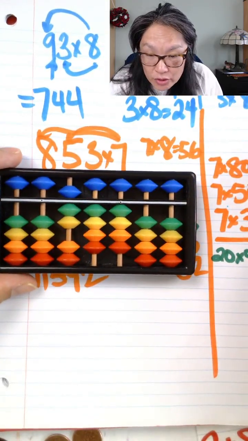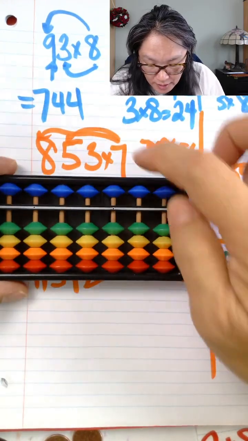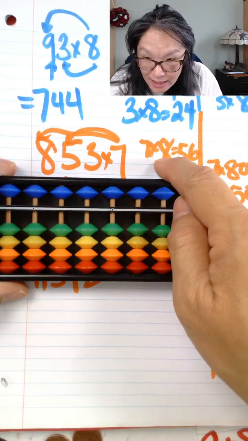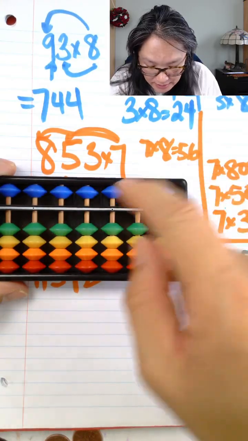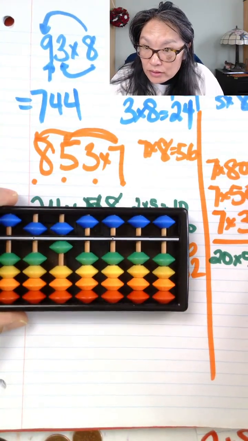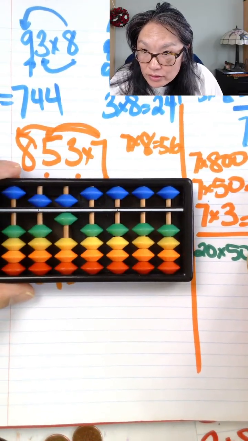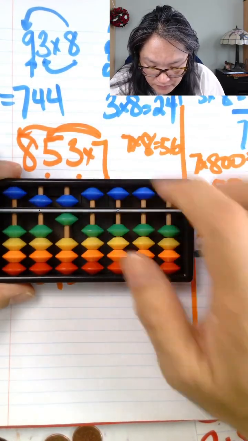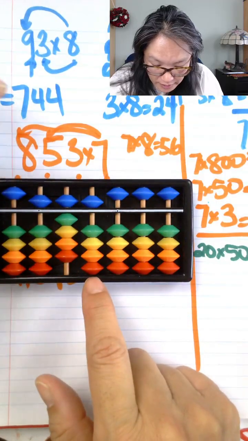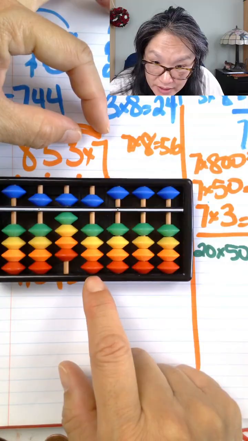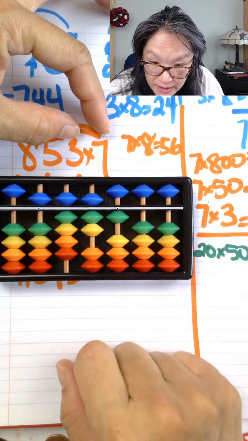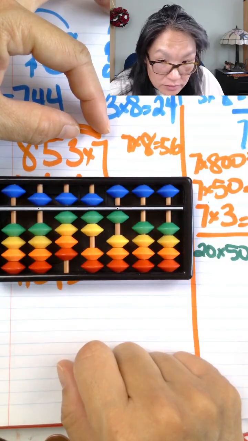So here's the next one. We can do 3 digits times 1 digit. We're counting it. 1, 2, 3, 4. 8 times 7 is what? 8 times 7 is 56. Add the 5, add the 6. Then what do we do? We do 7 times 5. 7 times 5 is 35. And then we're here. 7 times 3. 7 times 3 is 21.